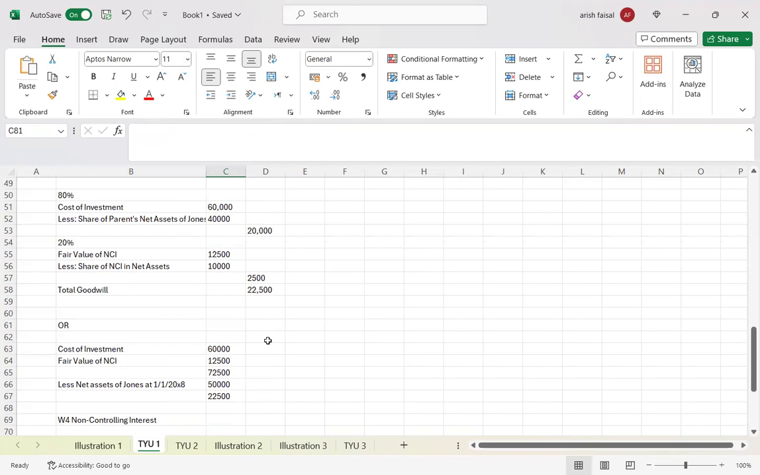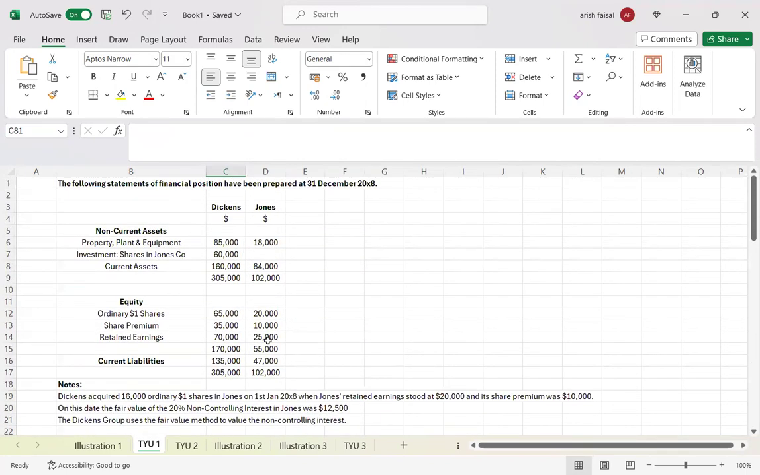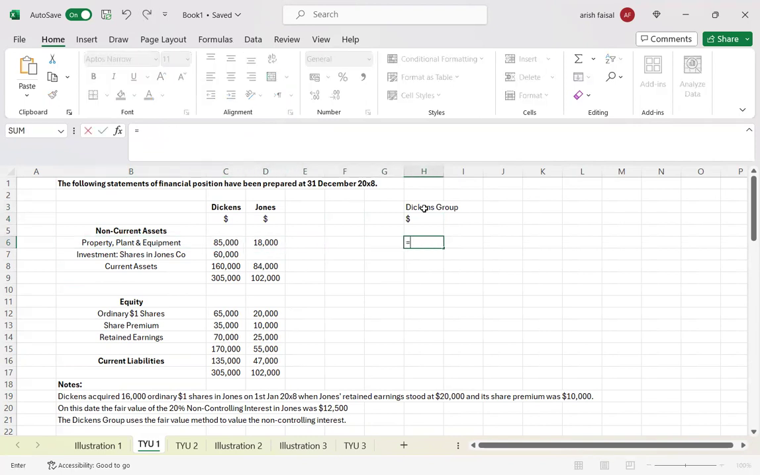Okay. Now, if I have to make the consolidated balance sheet, when I have done all my workings, see here. So we will make it over here for the Dickens group, okay. We will put a dollar sign here. Now, as far as property, plant, and equipment is concerned, you just need to sum it up, which is 85 and 18, and that's it, okay.